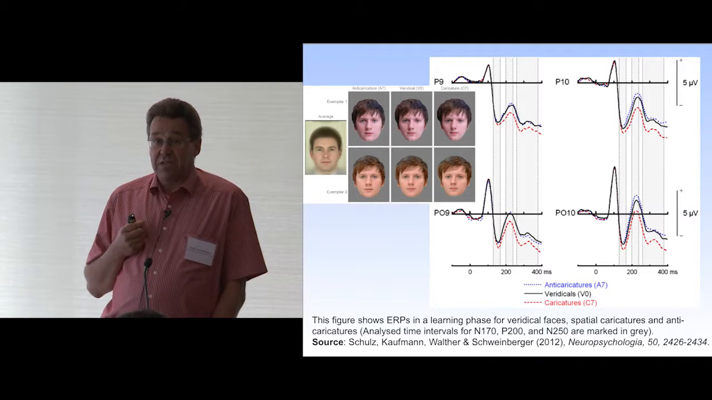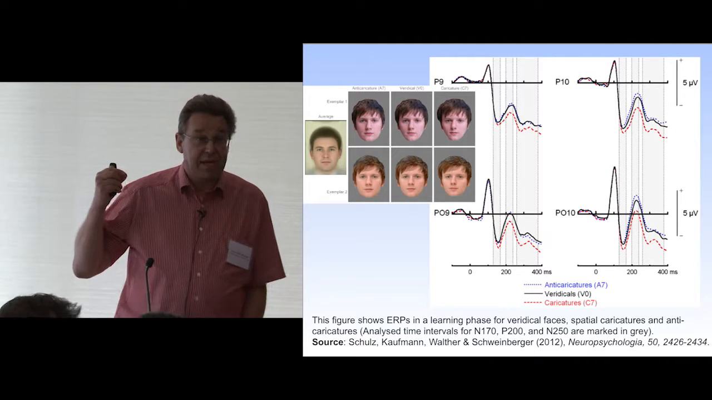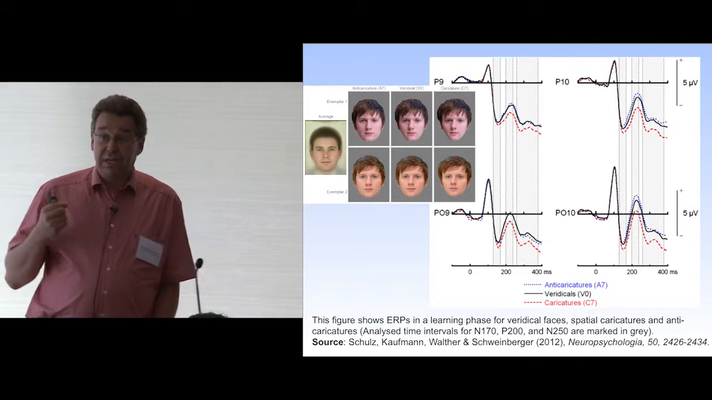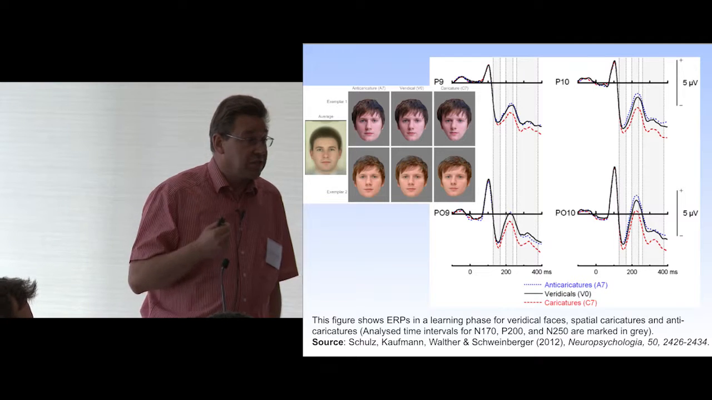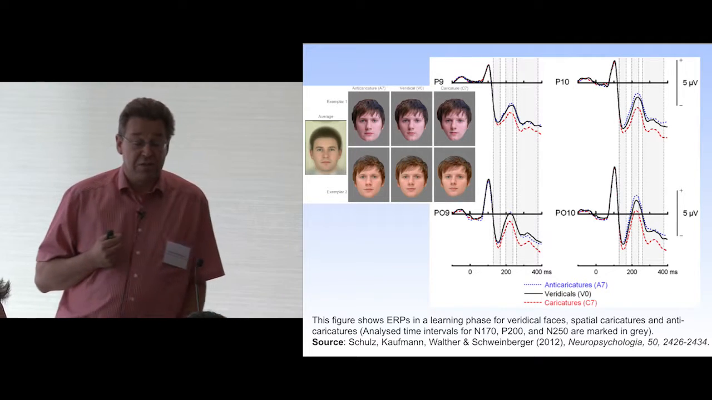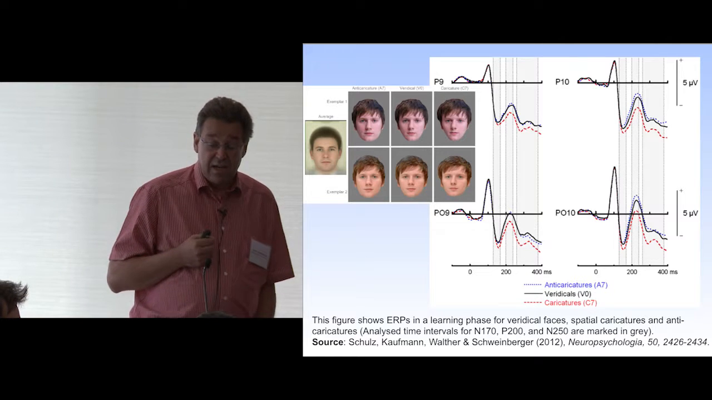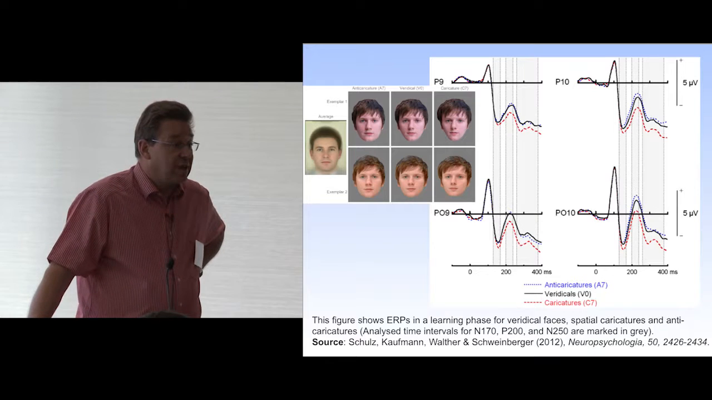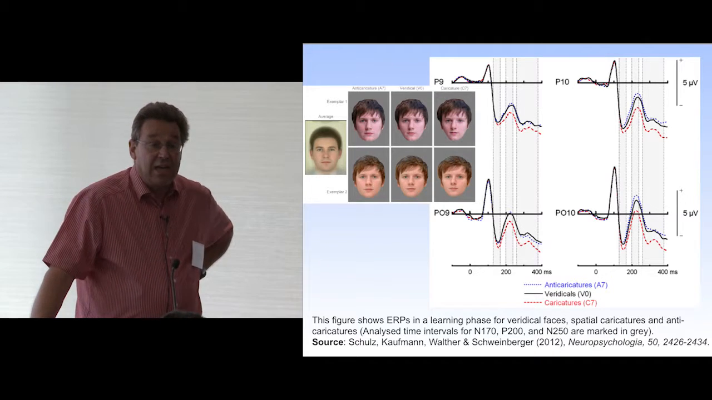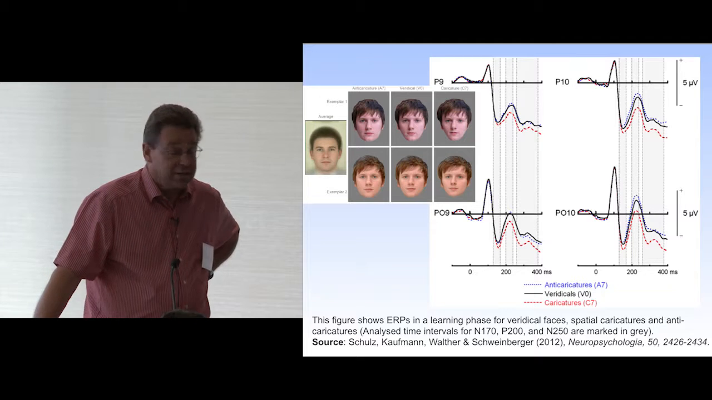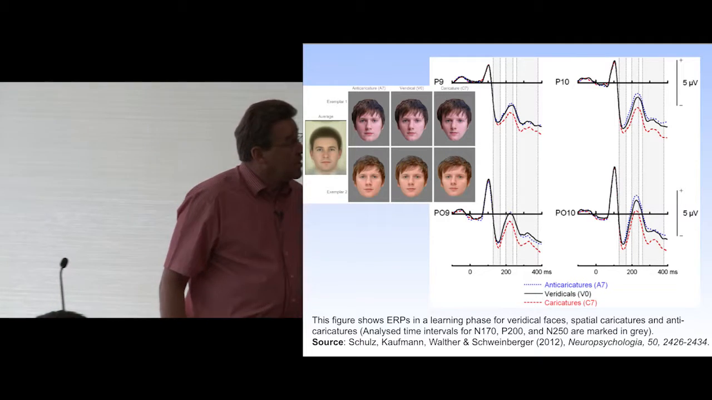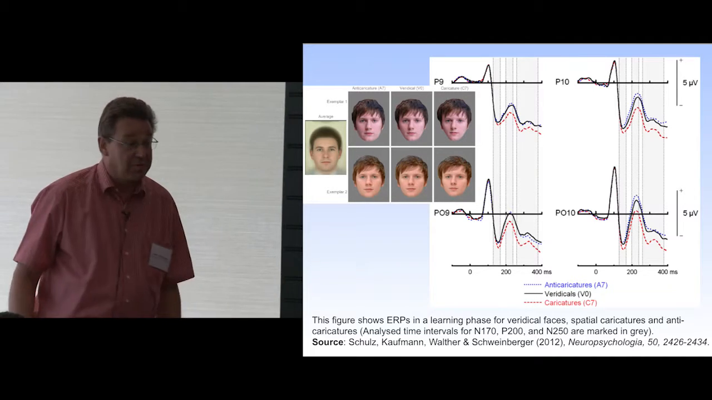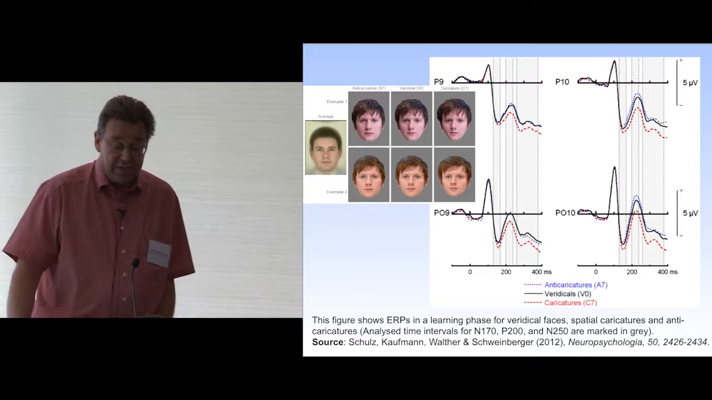Now, the P200 modulation, to come back to that, doesn't seem to reflect mere spatial distortion relative to a veridical face. Rather, it really seems to reflect the level of deviation from the typical second-order spatial configuration of an average face. And this conclusion is derived from this paper by Claudia Schulz, in which the effects of spatial caricaturing and spatial anti-caricaturing were compared. That is, by anti-caricaturing, you make a face spatially less distinct, so you move the spatial configuration towards the average face.